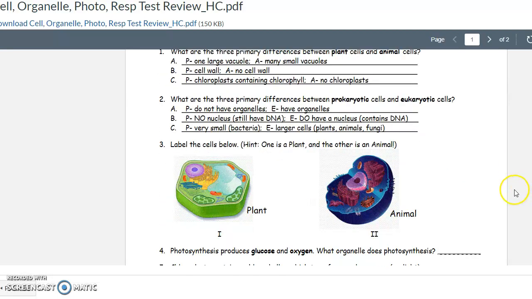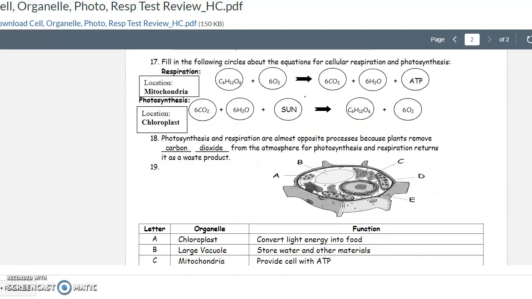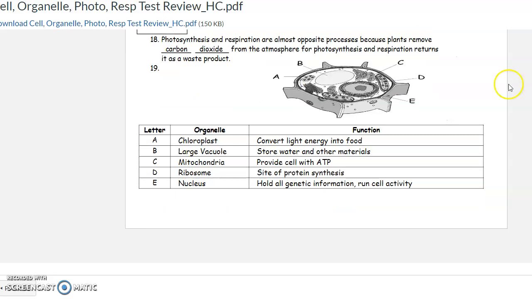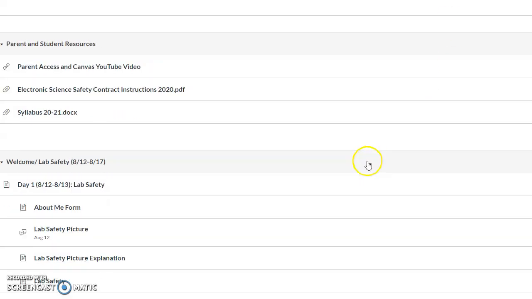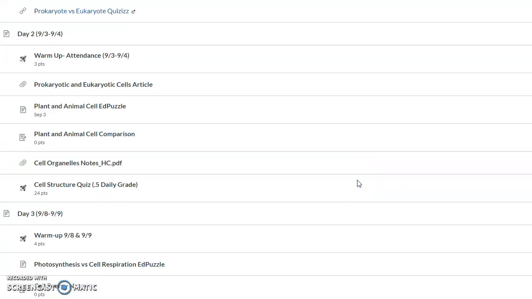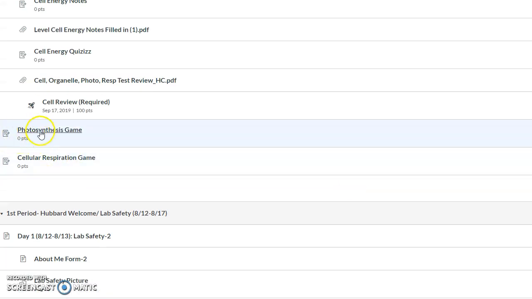Here is a test review to go over for our test next class. And here's a review. You'll click on it and it's past due by 357 days. Ignore that. But it is unlimited attempts. And also, to get more practice, if you would like, there is a photosynthesis game and a cellular respiration game. It's not required, but it's just for your information if you want to get more practice on those two.